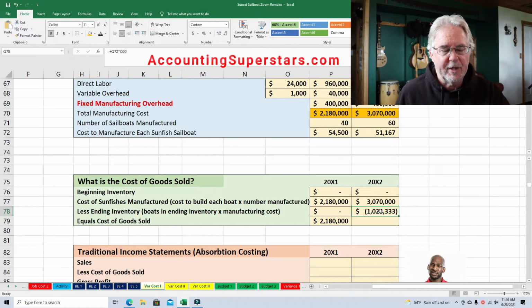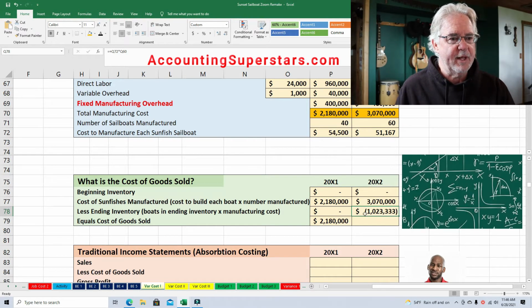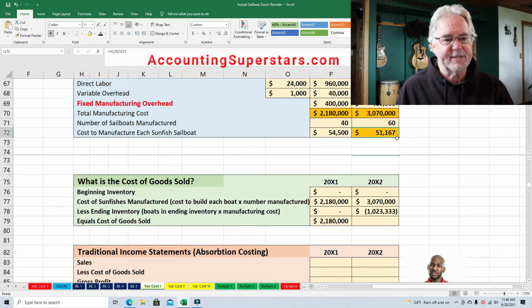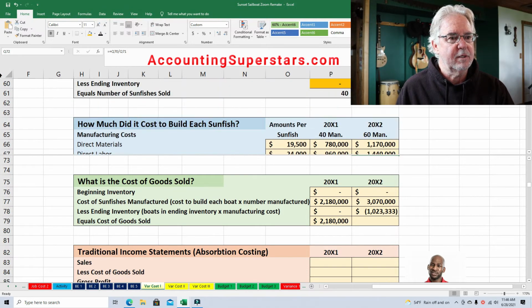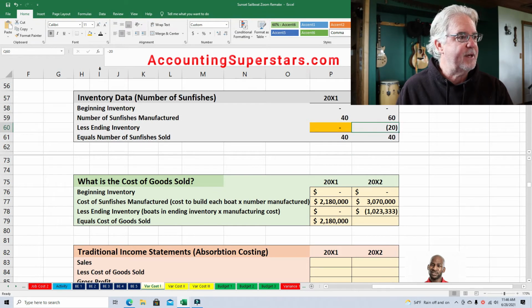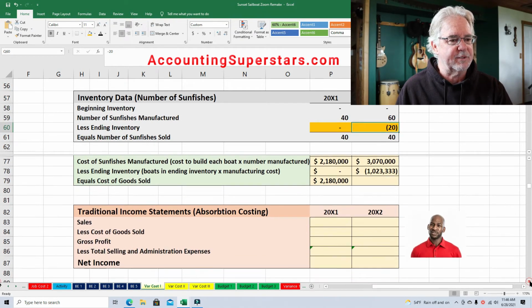1,023,333. So once again, how are we getting this number? Well, in 2002, each boat cost 51,167 to build. And how many were in ending inventory? There were 20 of them. There we go. So 20 times that number, whatever it was.